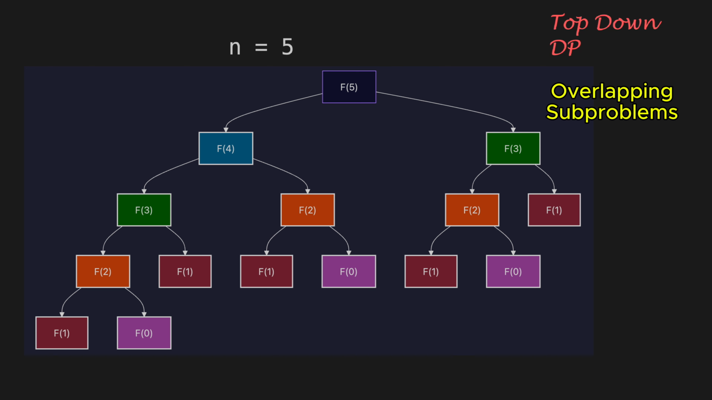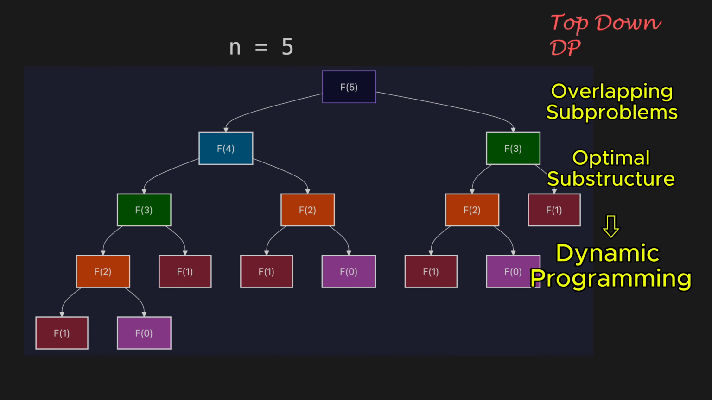Also, the results of the subproblems, for example, f of n-1 and f of n-2, are combined directly to solve the original problem, which is f of n. This gives the optimal substructure to the problem. And whenever we have overlapping subproblems and optimal substructure, this tells us that we can use dynamic programming here.